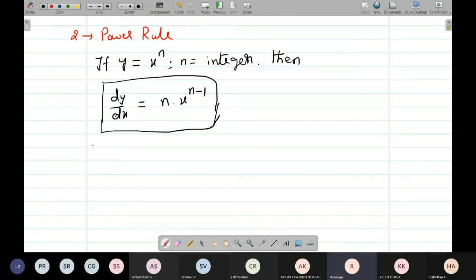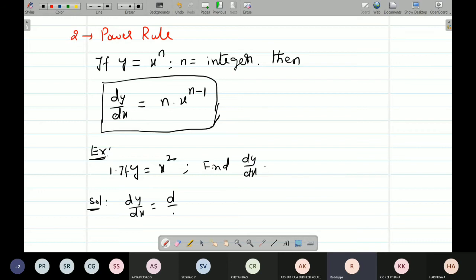Some examples. Say, for example, the first example. If y is equal to x square, find the derivative of y with respect to x. Derivative of y with respect to x is nothing but what? Find dy by dx. How to do it? Let us see the solution here. dy by dx is equal to d by dx of y, which is nothing but x square. So it is in the form of d by dx of x power n.